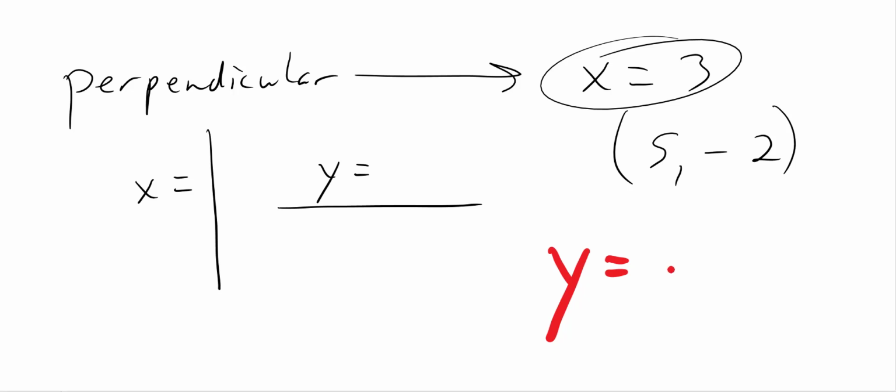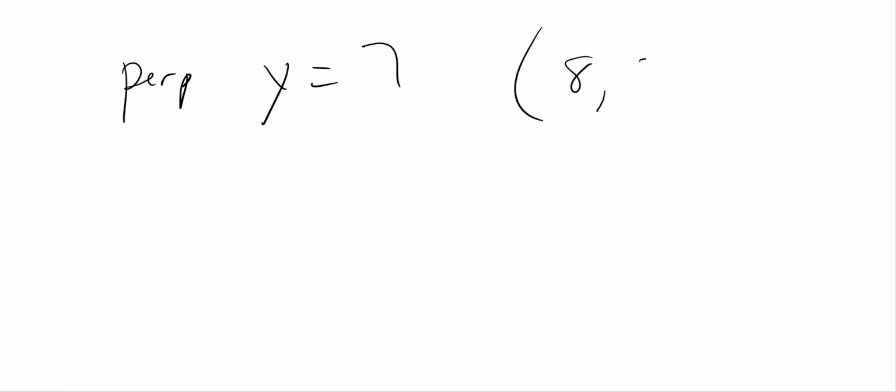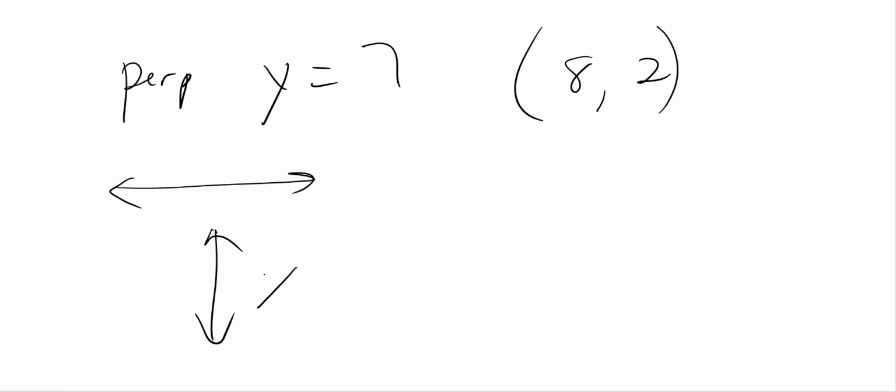Think logically. x equals is a vertical line, y equals is a horizontal line, and they're perpendicular. So if it's perpendicular to x equals 3, it's got to be a y equals. And what does y equal? Negative 2. It's right there. y equals negative 2. Okay? So what if I said perpendicular to y equals 7, and it goes to the point (8, 2). Well, remember, y equals is this way. If it's perpendicular, it's got to be this way, which is an x equals. And what does x equal? 8.